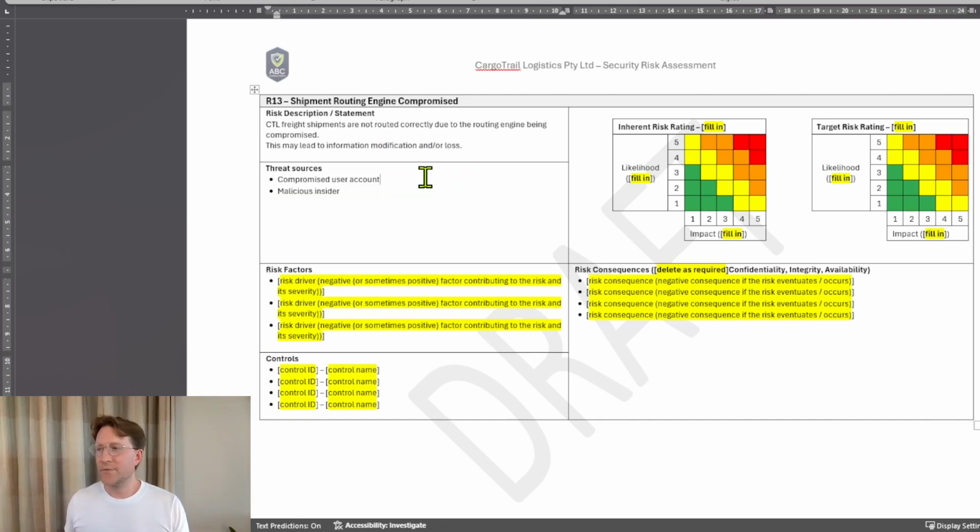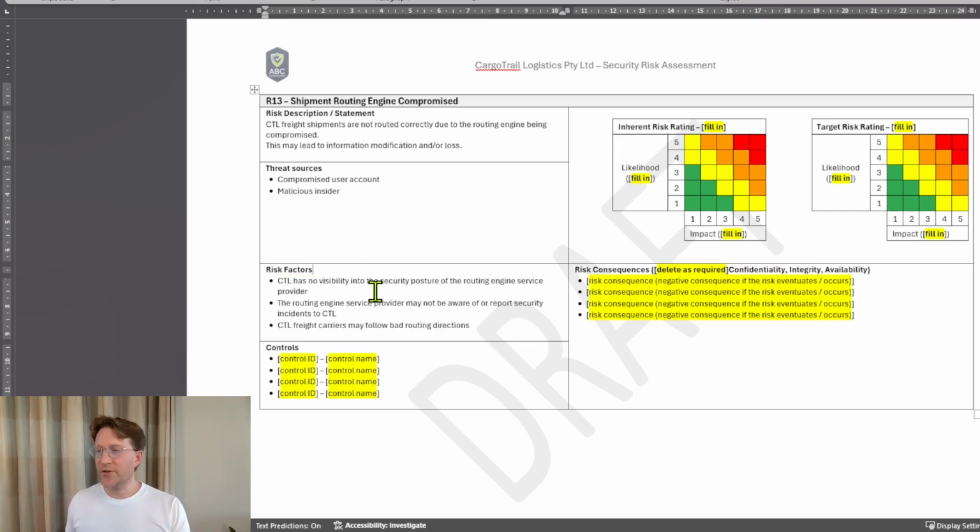On threat sources, we could have a compromised user account at the supplier who gives us the shipment routing service. They may have had their account compromised by a phishing email or other means, but it would be an external actor who's got control of a user account, and then they can do what they want with the system using that person's account. Alternatively, we could have a legitimate user who has malicious intentions, so a malicious insider.